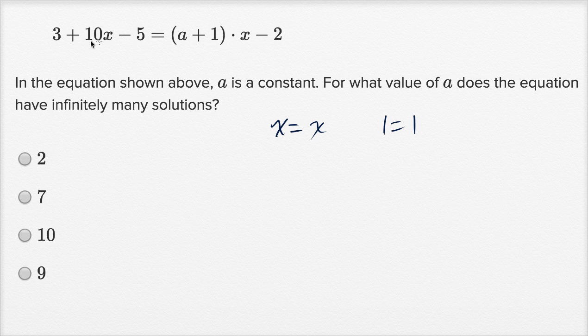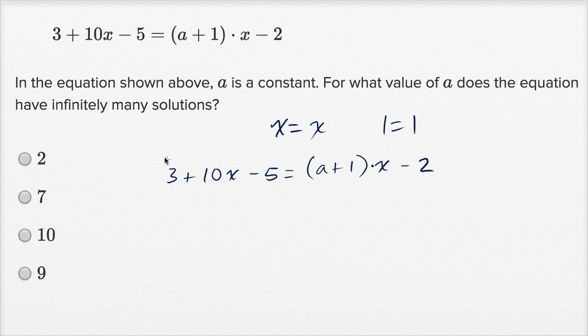So when I look at this, my first instinct is, let's just see if I can simplify this a little bit. I'll leave the a in there and see if I can get to a point where it's going to have an infinite number of solutions. So let me just rewrite it. We're going to have 3 plus 10x minus 5 is equal to a plus 1 times x minus 2.